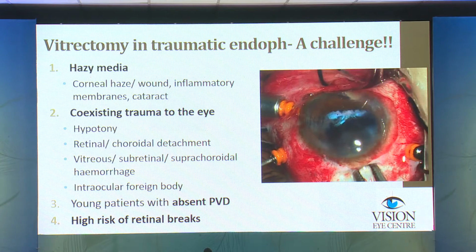Now, vitrectomy in a post-traumatic endophthalmitis is especially challenging because of the first factor being hazy media. You often find corneal trauma, corneal wound, corneal haze, which makes visualization difficult. There may be inflammatory membranes and cataract. Other coexisting features of trauma, such as hypotony, make the insertion of the infusion cannula more difficult. Retinal choroidal detachment and intraocular hemorrhage may be present at various levels, along with intraocular foreign body, and there may be retinal or vitreous incarceration, which make vitrectomy more challenging in these cases.